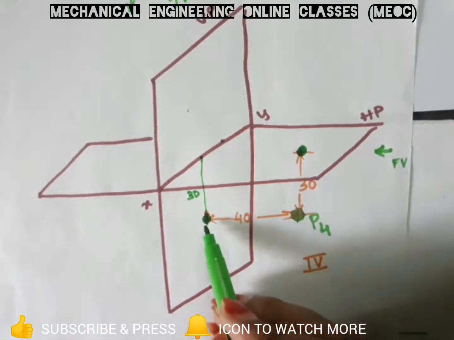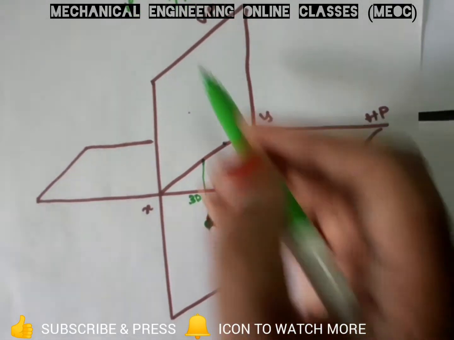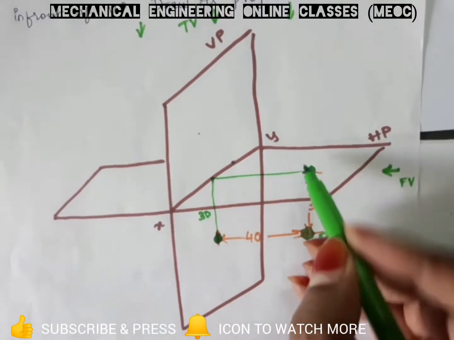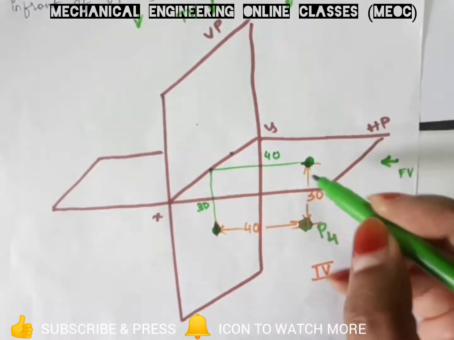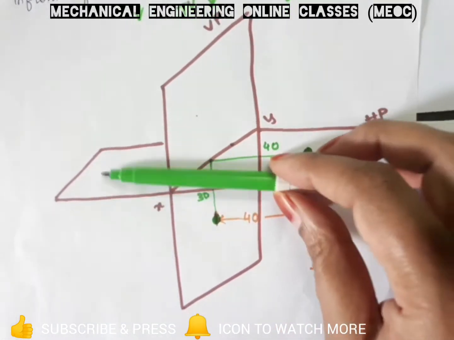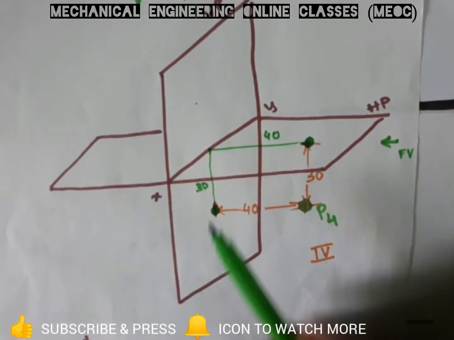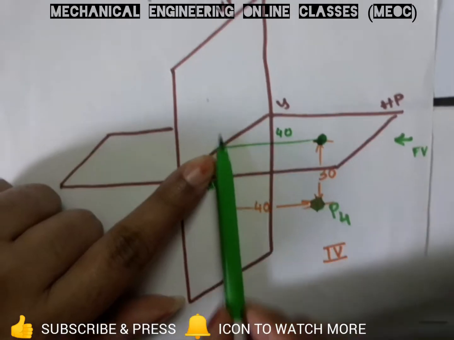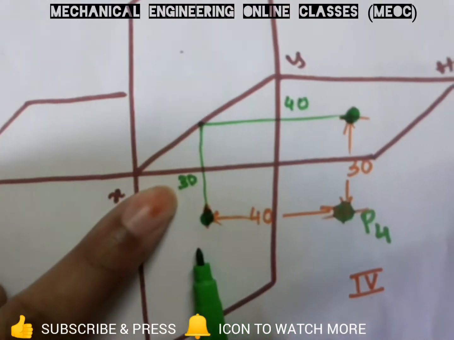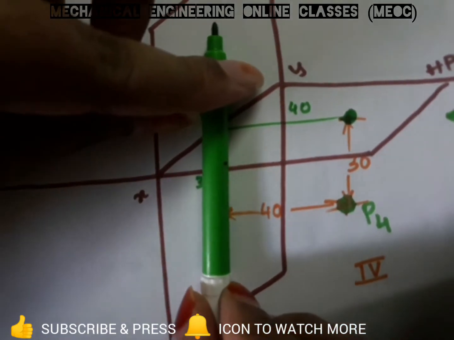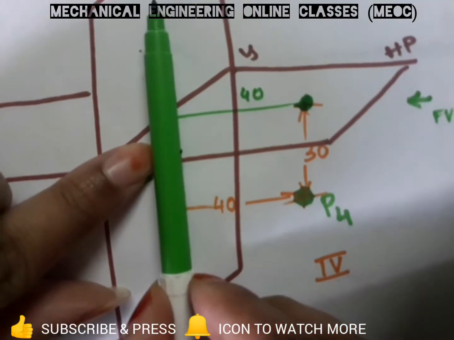So a point appears to be lying below XY from the front, and from the top it appears to be lying somewhere here on HP. This length can be seen, 30 cannot be seen. Now we have to rotate the horizontal plane by 90 degrees. What will happen after rotation? This 30 mm line is already below the XY line and perpendicular to it. Now this is also rotating, so after rotation, both these lines will be aligned.